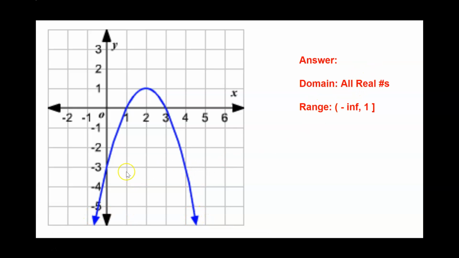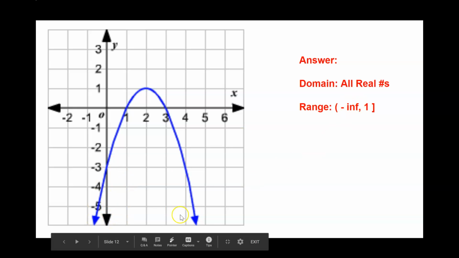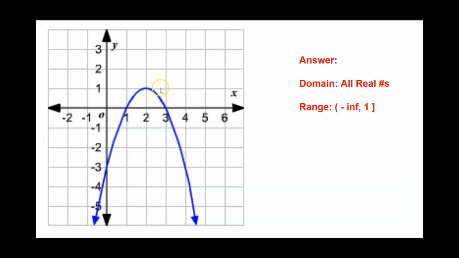How far down does it go? Negative infinity. These here are going all the way down forever. How far up does it go? Well, it doesn't go up to positive infinity. It stops right at 1 for the y-axis, for the range. So we put 1. Notice here I'll put a bracket because it actually touches it at 1.